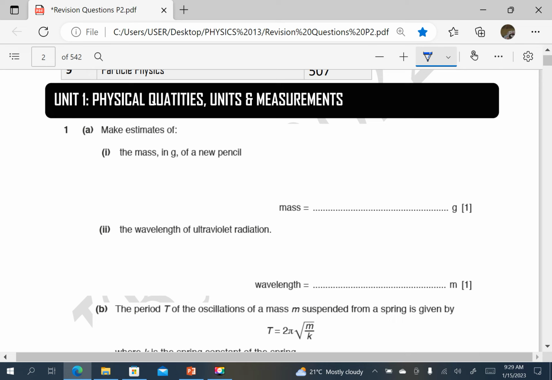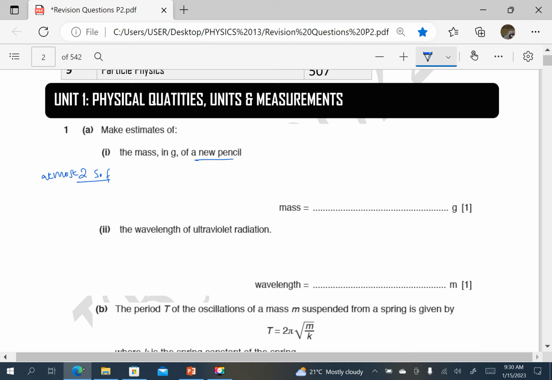Make estimates of the mass in grams of a new pencil. One important thing I want to mention here is that estimates can be written to at most two significant figures. You can't write an estimate to so many significant figures. It would mean it is not an estimate, but a measured quantity.